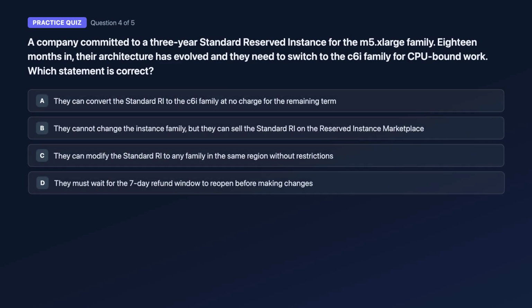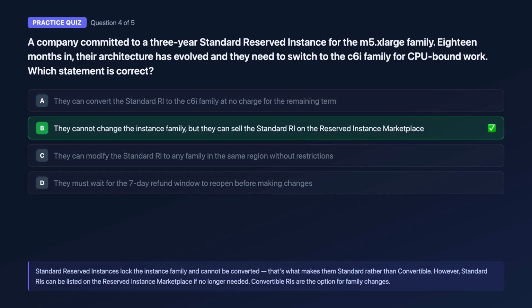Question 4. A company committed to a 3-year standard reserved instance for the M5 extra large family. 18 months in, their architecture has evolved and they need to switch to the C6i family for CPU-bound work. Which statement is correct? Is it A, they can convert the standard RI to the C6i family at no charge for the remaining term. B, they cannot change the instance family, but they can sell the standard RI on the reserved instance marketplace. C, they can modify the standard RI to any family in the same region without restrictions. Or D, they must wait for the 7-day refund window to reopen before making changes. Got your pick? Let's see.